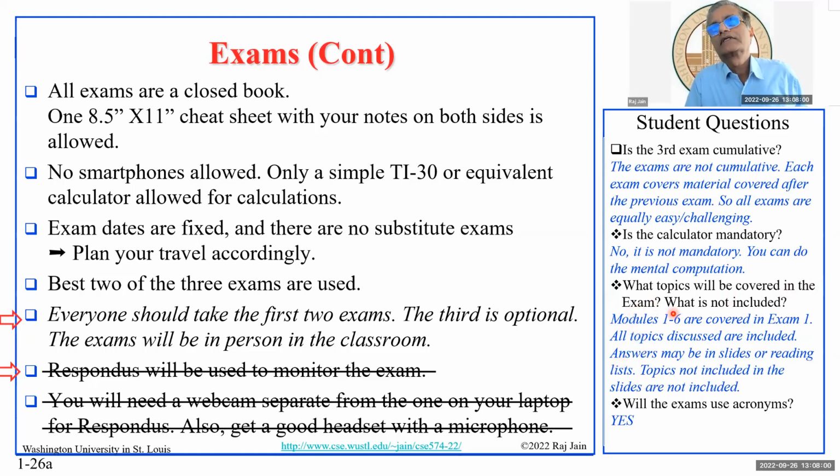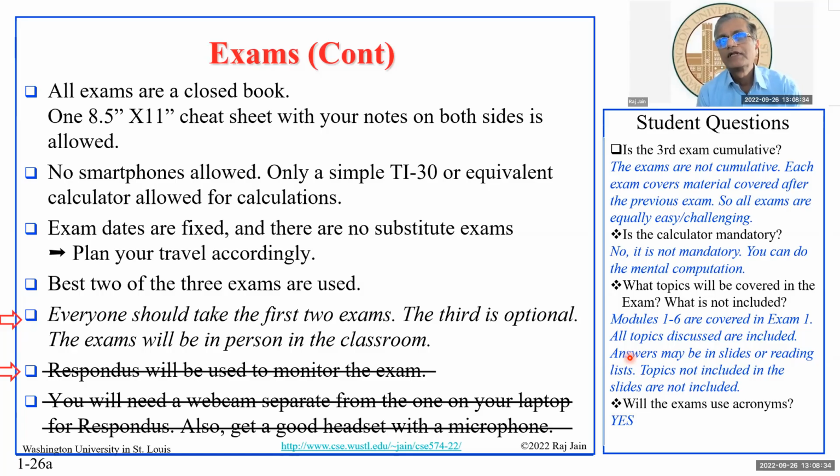What topics will be covered in the exam and what is not included? Modules 1 to 6 are covered. All topics discussed are included, okay? So you cannot say, well, this and that. The answer may be in the slides or the reading list. Topics not included in the slides are not included. So if we talk about Wi-Fi and we talk about something that we didn't put in the slide, that is not included. But if it is in the slide, you need to get more details from the reading list, and I can ask more details from the reading list. I assume that you have read the reading list and the slides.